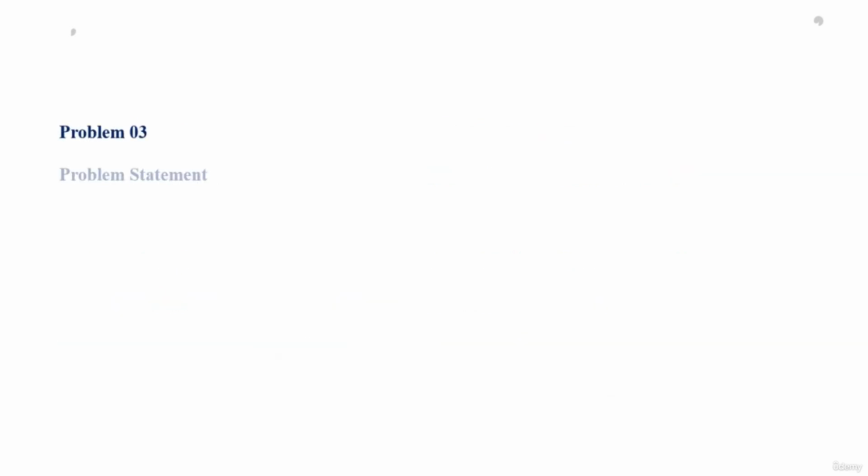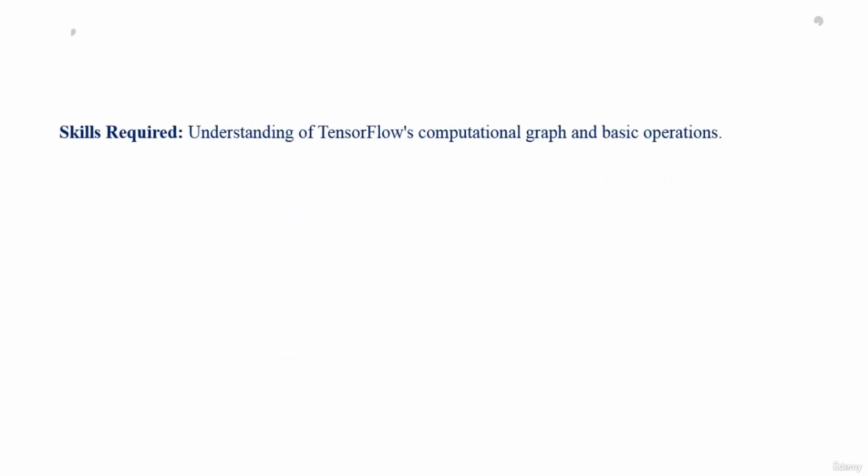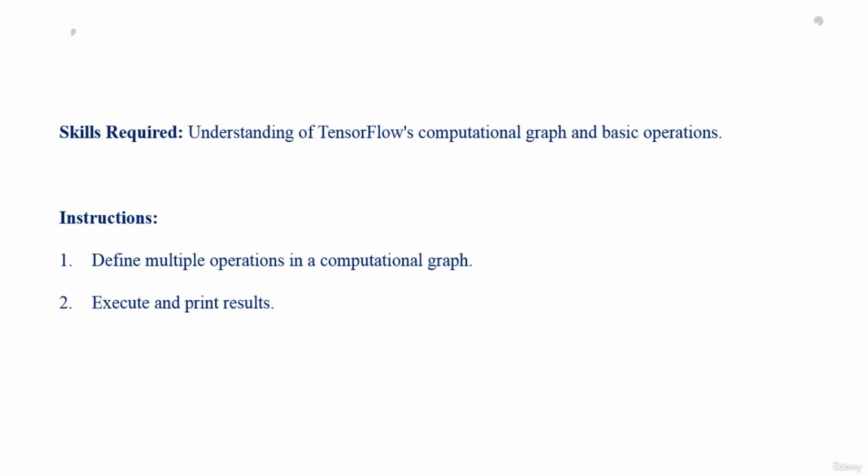Problem 03. Problem statement. Create a computational graph with multiple operations in TensorFlow and visualize the connections between them. Skills required: understanding of TensorFlow's computational graph and basic operations. Instructions. Define multiple operations in a computational graph. Execute and print results.